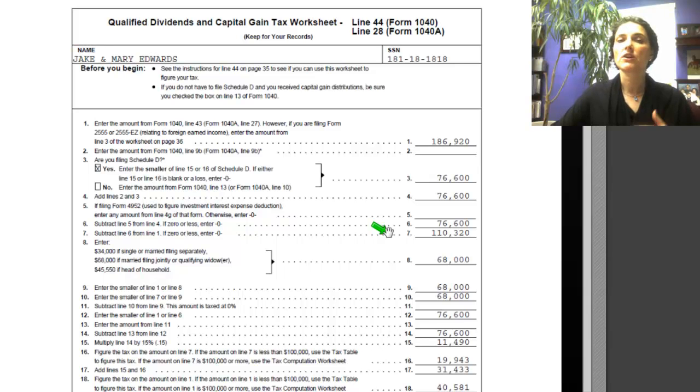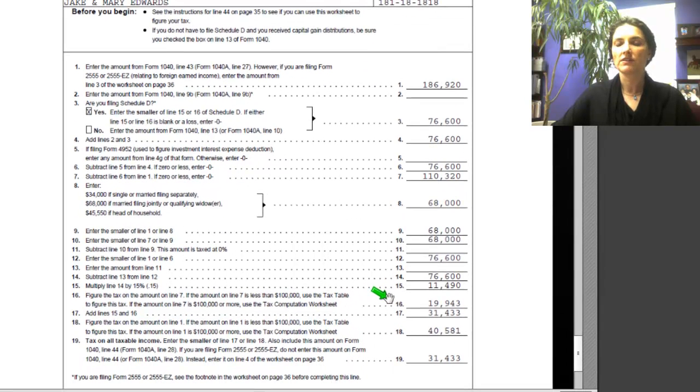So essentially at this point we're going to go to the tax tables and look up how much tax the Edwards need to pay on $110,320. And we enter that total, which is $19,943 on line 16. Now we go to the tax tables and look up the tax on $186,920, and that is $40,581. We then take line 16 and we add that to the amount shown on line 15, and we get $31,433. The final stage is to take the lower of these two numbers, line 17 or line 18, and of course line 17 is the lesser number.